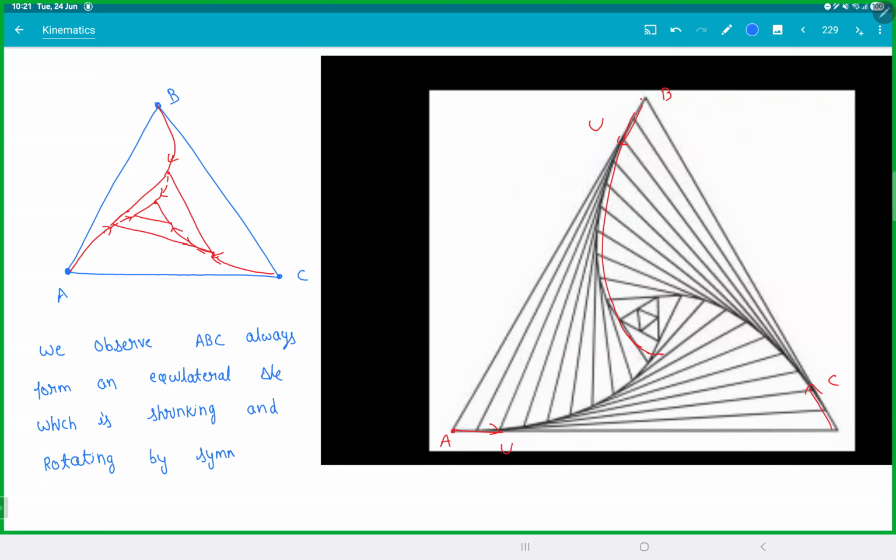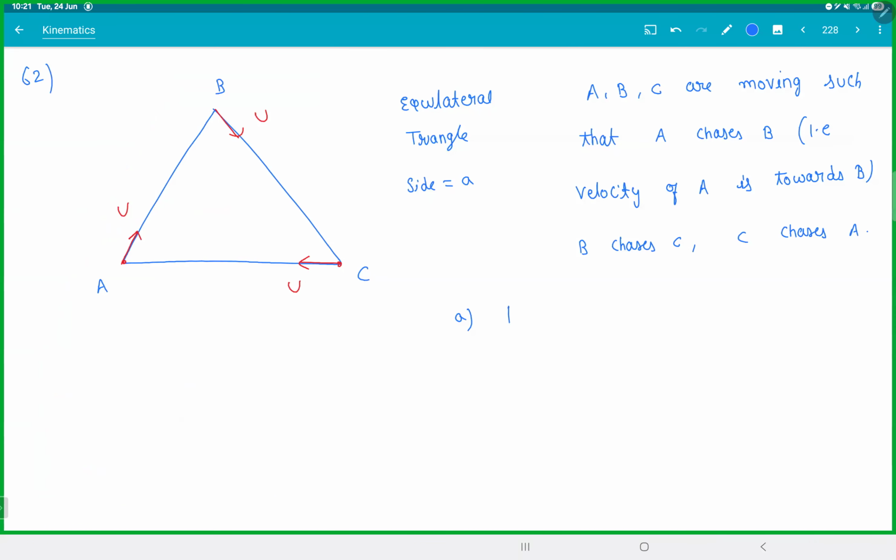And eventually what will happen? By symmetry, they will meet at the centroid. You can look at the picture here. This will always form a triangle, triangle, triangle. Is the scenario clear, everyone now? So now the question: find the time when they meet. Again, if you just want to solve the question, it will take 30 seconds. But let's try to understand the whole thing, because this will again come in circular motion. Find the distance traveled by A till they meet.